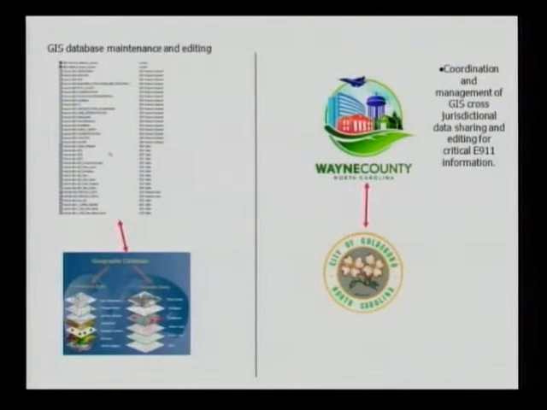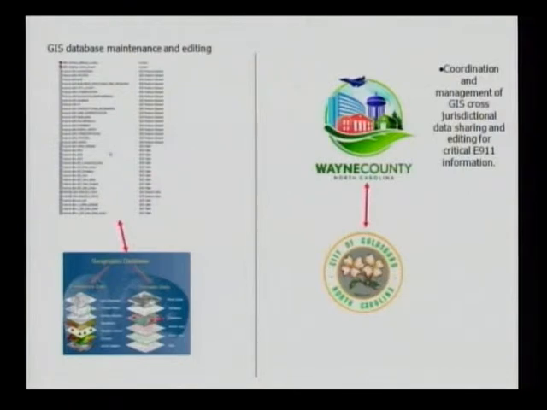But GIS database maintenance and editing. Up on your left, you'll see a database in our server. There are containers for information, and some of the containers you see. The information is layered on top of each other to create your map. And we also have a cross-jurisdictional edit, and this is something pretty cool.